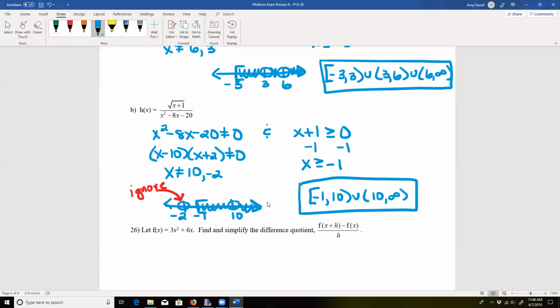So like I said, they're very similar, but a little different because in A, both numbers were inside that interval, where in B, one was outside.